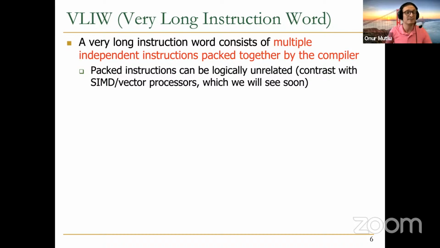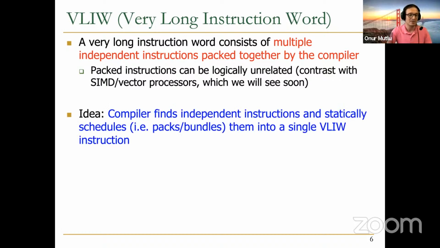So in that sense, VLIW can exploit irregular parallelism. The instructions have nothing to do with each other, so you can actually exploit fine-grained irregular parallelism between different instructions, whereas SIMD and vector processors, as we will see, cannot, because they have to exploit the parallelism where the same instruction, same operation is done on many different data elements. Okay, so I've already given you the idea, but let me repeat it again.